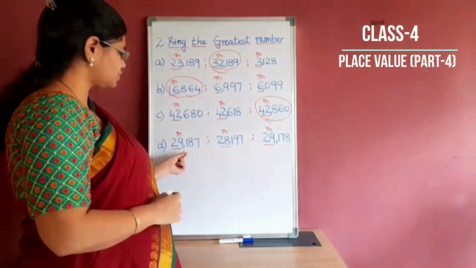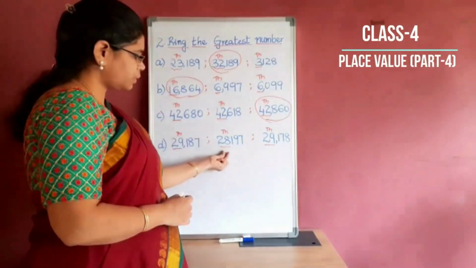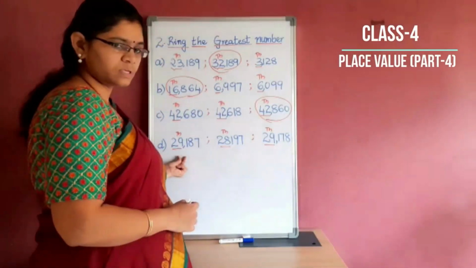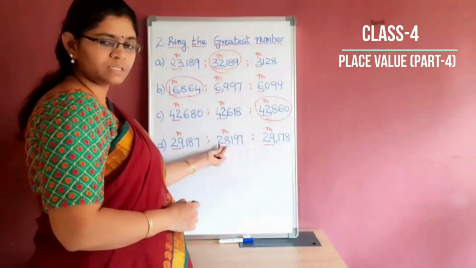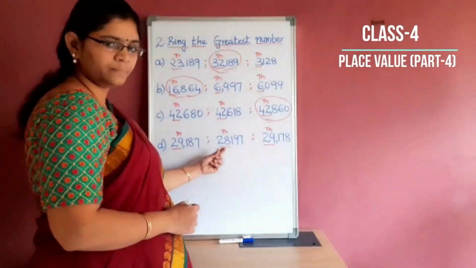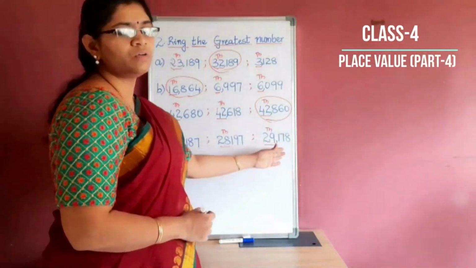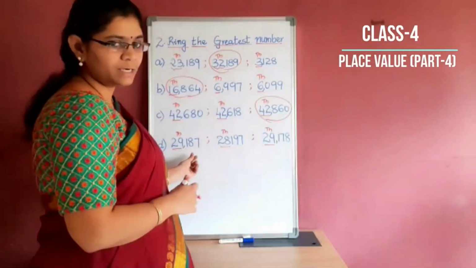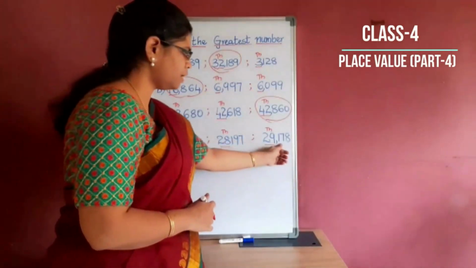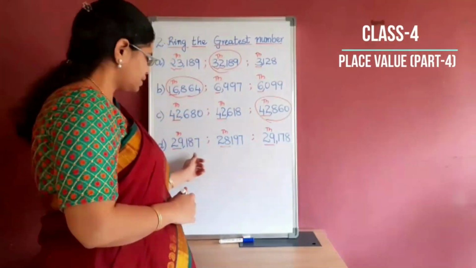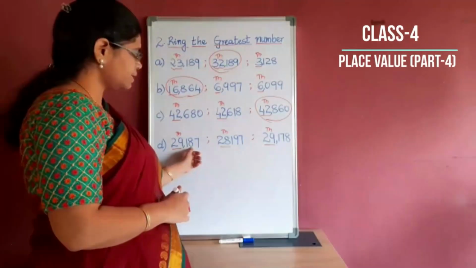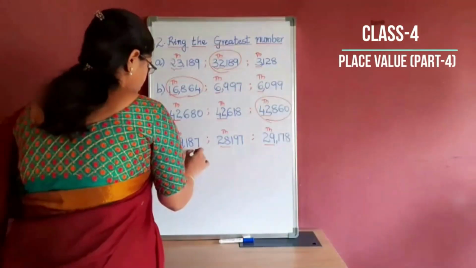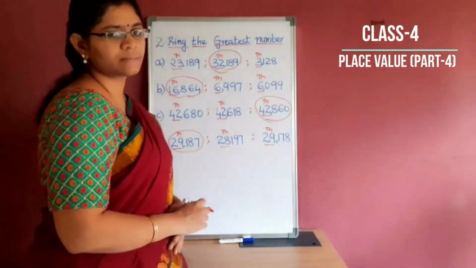Now see the last sum, children. 29,000, 28,000, 29,000. We have two 29,000s and one 28,000. Which is greater, 29 or 28? 29. But we have two numbers with 29 in the thousands period. Then let us check the hundreds place. 100, 100. The hundreds place is also same. Then let us check the tens place. 8 tens and here 7 tens. Which is more? Yes, this is more. So I am circling this.